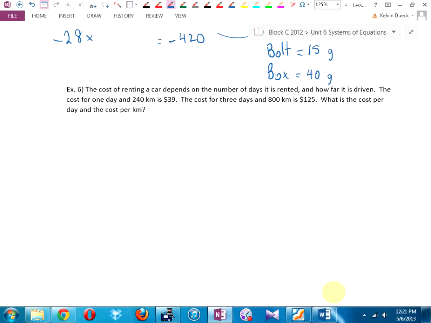So, D arrow dollar sign per day. Is the dollar sign a good abbreviation for the word cost? Money? Sure. K arrow dollar sign per kilometer. You could have used D for day and F for far, but sure, D and K works. Could have used X and Y.